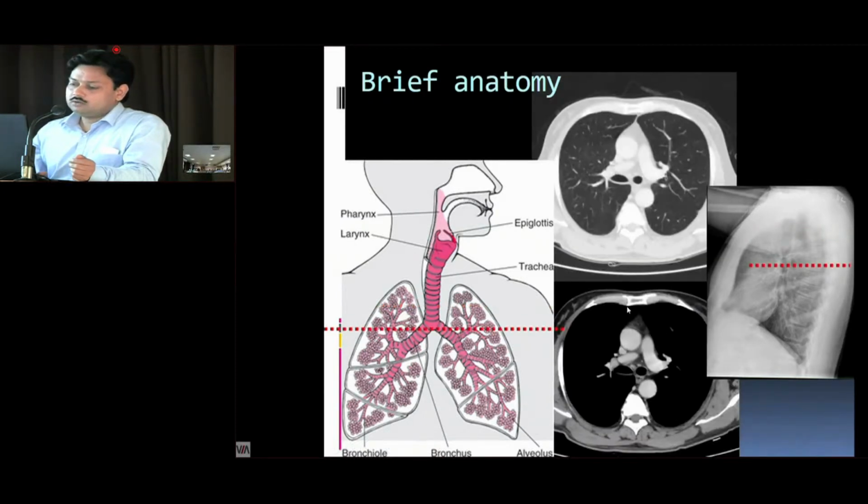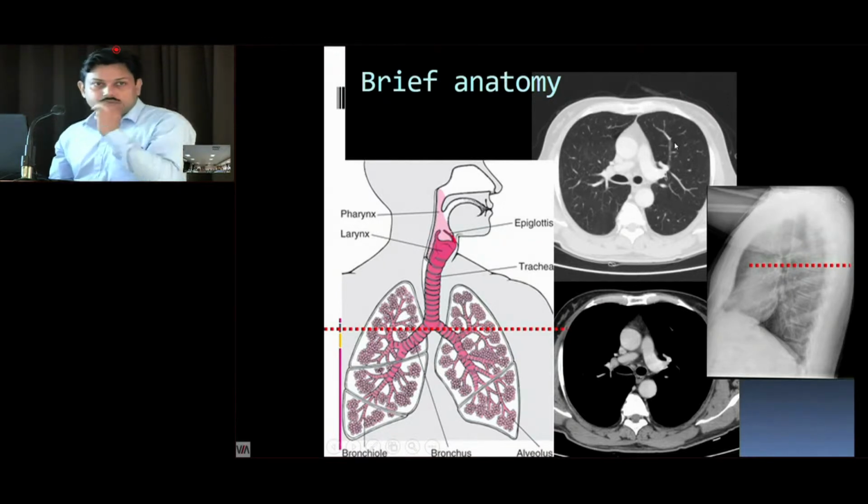And as we move down, the trachea will divide into right and left bronchus, and this point is called the carina. So this is the carina. Anteriorly we have the main pulmonary artery, right pulmonary artery, left pulmonary artery. This is the ascending aorta. This is the descending thoracic aorta. This small structure is the esophagus, and on both sides we have lung. Posteriorly we have vertebra and paravertebral muscles, and this is the lung on lung window. So this is the brief anatomy.